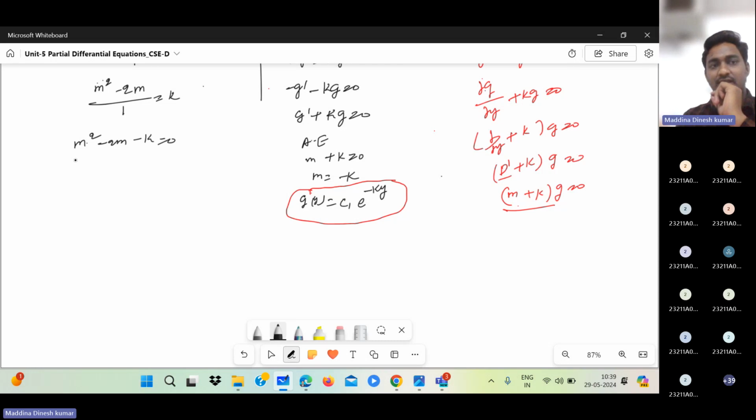So it is an algebraic equation in terms of m, that is a equal to 1, b equal to minus 2, c equal to minus k. For this you can't directly find the roots, that's why I'm going to use the formula m equal to minus b plus or minus square root of b square minus 4ac by 2a.